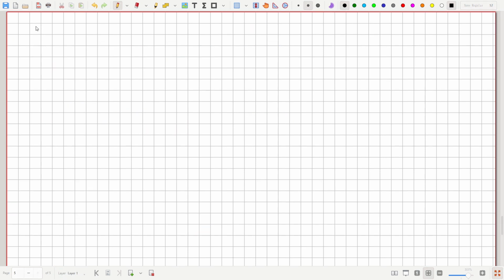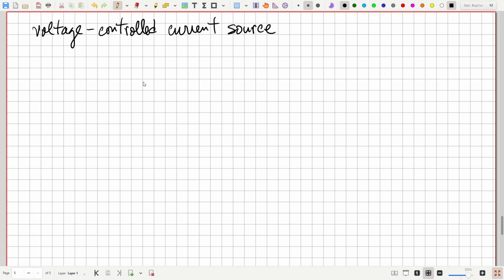Now let's look at a voltage-controlled current source. So let's say this is our circuit here. Resistor, another resistor. This is our ground reference. This is a supply voltage of 12 volts.